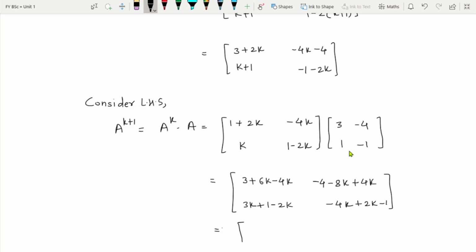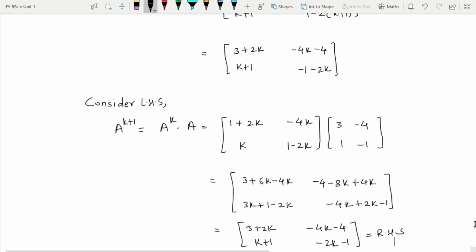Let us simplify it a bit. So this is 3 plus 2k, this is minus 4k minus 4, this is k plus 1, and 2k minus 4k will be minus 2k, so it is minus 2k minus 1, and that is nothing but your RHS. You can see, right? This is our RHS equation. Therefore, what we have proved? We have proved that P of k plus 1 is true.